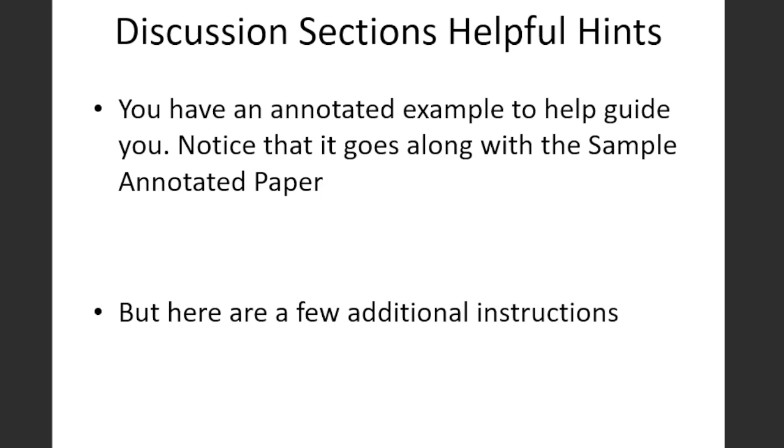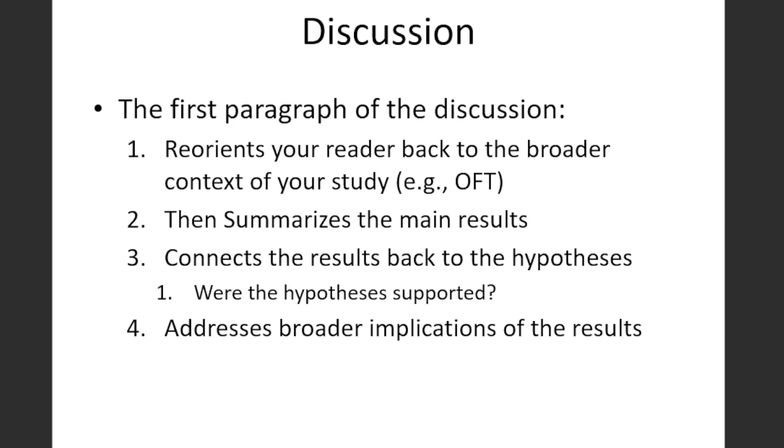For some helpful hints, you should have an annotated example to help guide you. Notice that it goes along with the sample annotated paper. But here are a few additional instructions. The first paragraph of the discussion should reorient your readers back to the broader context, so the optimal foraging theory. Then you should summarize the main results. Then you should connect the results back to the hypothesis, so was the hypothesis supported? Then address the broader implications of the results.